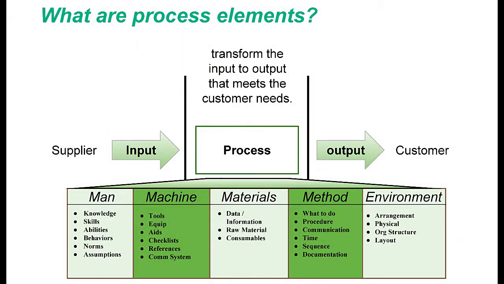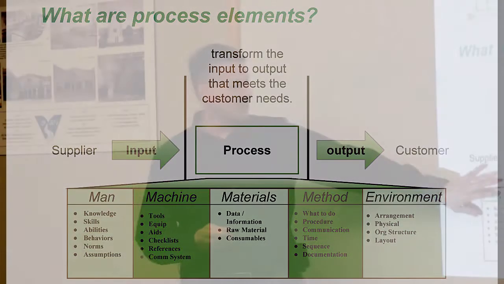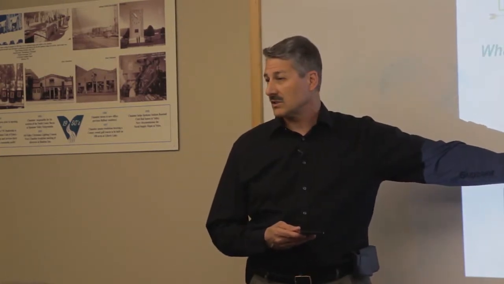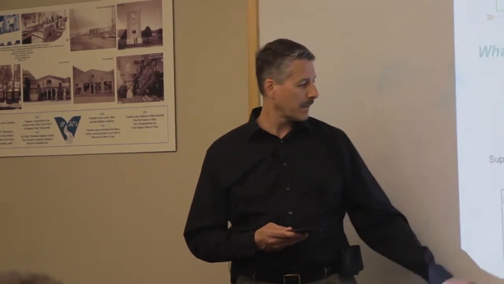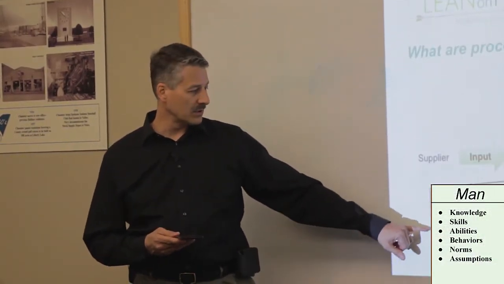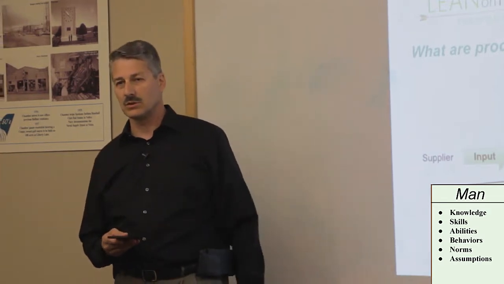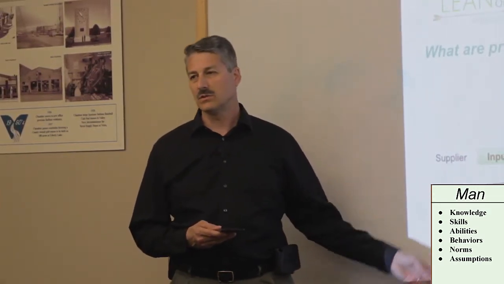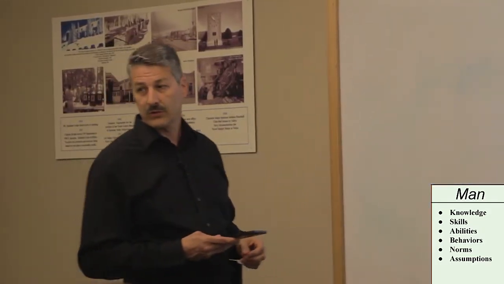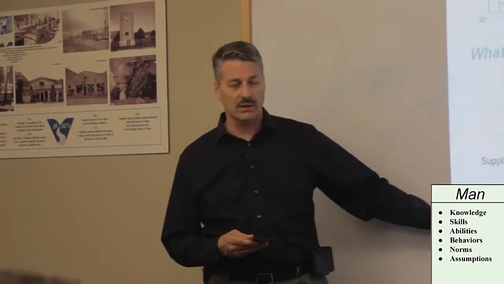So process elements. So there's actually 5 of them. 4 of them have M's: man, machine, materials, method, and then environment. So man, you could think about people. So if you're going to make this action step, this process step, what are the people attributes about it that you need? What are the knowledge, skills, abilities, behaviors, norms, assumptions? So a lot of this comes into the culture piece that you're after. A lot of what we think there.